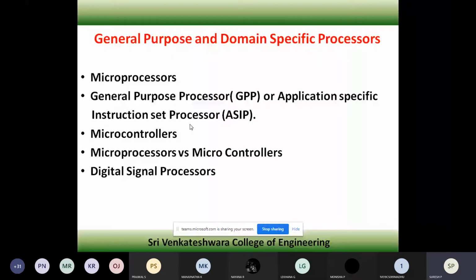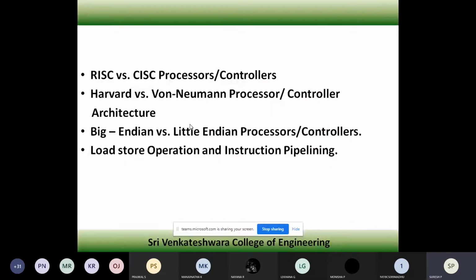So next, when it comes to the processor, we have gone through different types of processors, right? One is RISC processors or controllers. Second is Harvard processors or Von Neumann processors or control architecture. Next is big endian or little endian processors or controllers. Next, you are going to have the load store operation and instruction pipelining. This we have already discussed, I think, right?